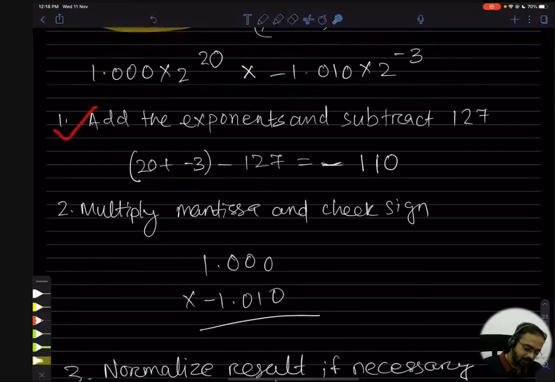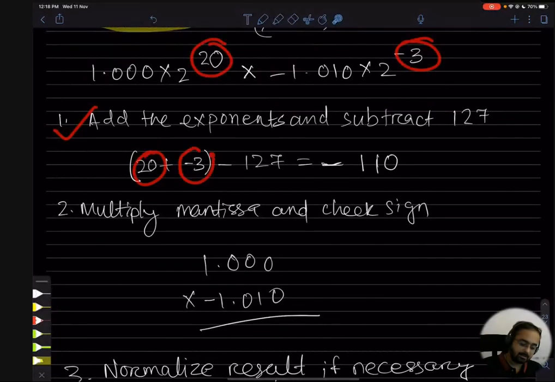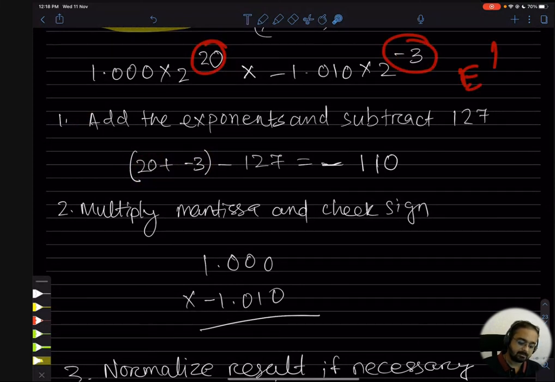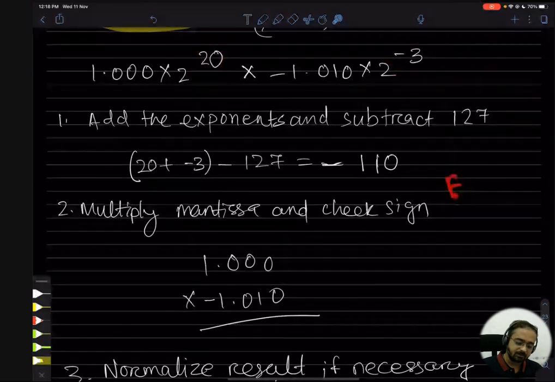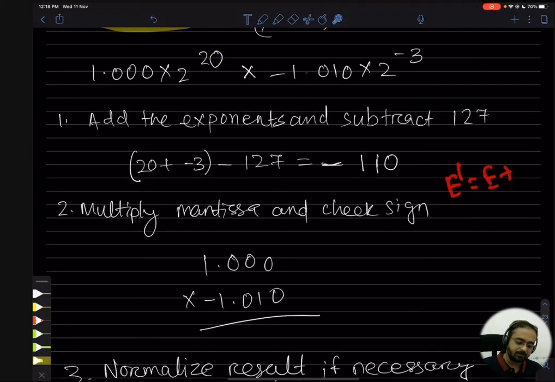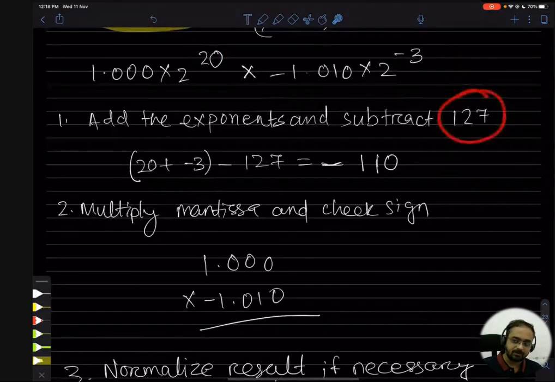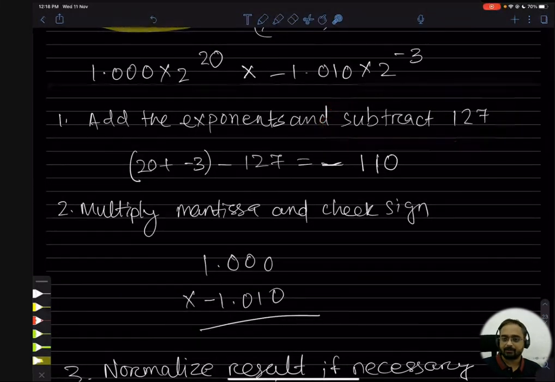First step is add both the exponents. So 20 plus minus 3, you have to remember that 20 and minus 3 are in e dash form, that is e dash is equal to the excess 127 format. So e dash is equal to e plus 127 form. So this is e dash, this is also e dash. So the sum of two e dash will have 2 times 127 in it, so you have to subtract 127 from that. Understood?